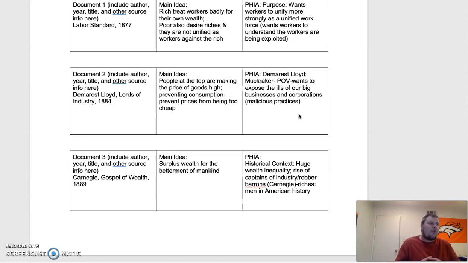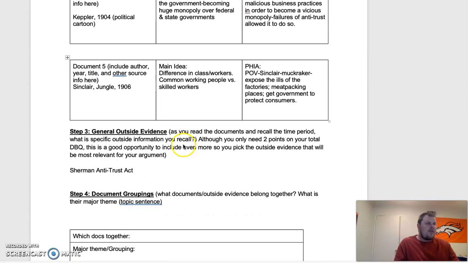Remember, to get the point for each of these, it's not good enough to just say that we acknowledge it. But what we do need to do is spend some time and connect it to the major argument. So maybe based on what my argument is going to be, I'll be able to do this a little bit better. I now move into the outside evidence.